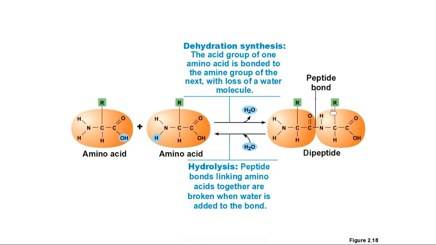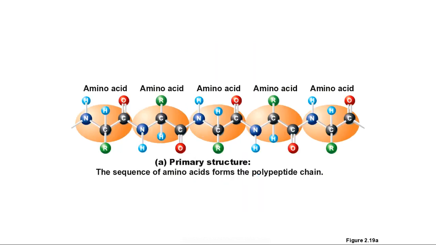Now, this can only take place in a living organism. You can't make a peptide bond in a chemistry lab. Only an organism can do so. Now, here we have a primary structure of a protein, a polypeptide chain. It would probably be a lot longer than that.